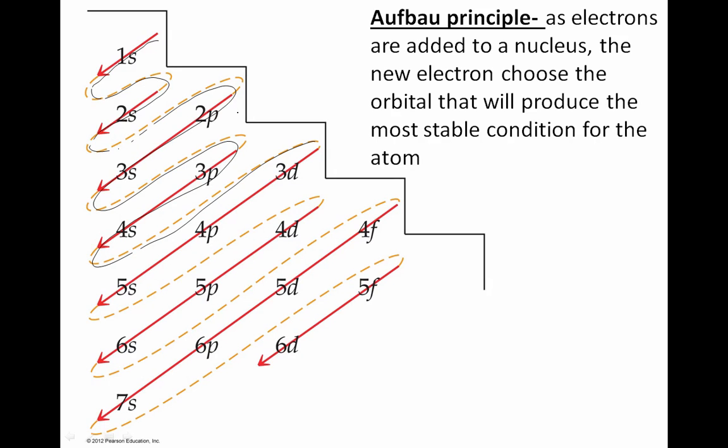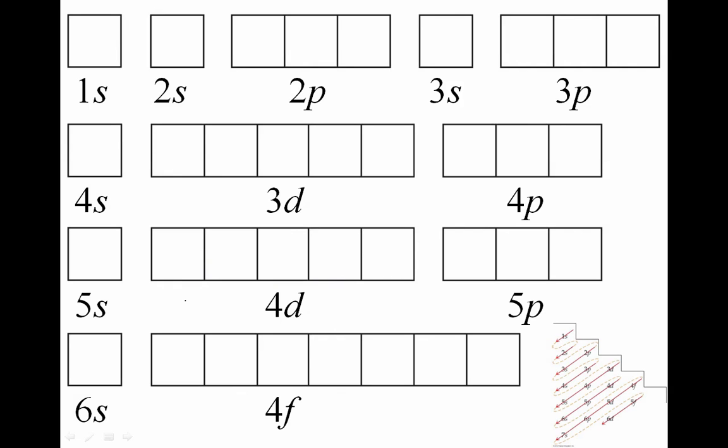So the idea is you go 1s, 2s, 2p, 3s, 3p, 4s, 3d, 4p, 5s, 4d, 5p, 6s, and you always fill it in that exact same order. So what do I mean by this, fill it in the same order? All right, let's do an example.